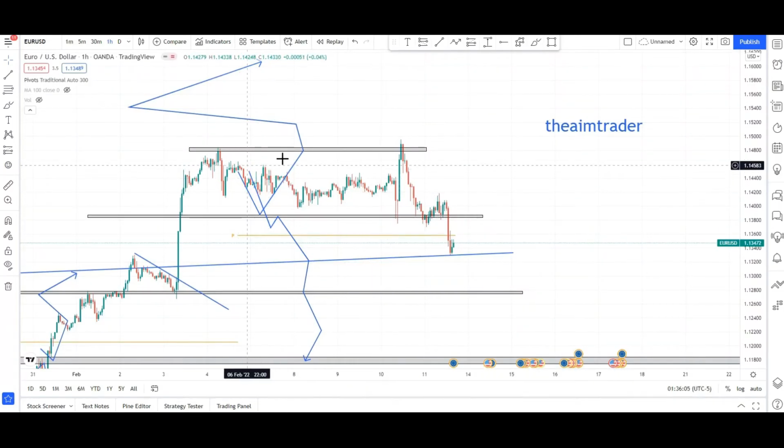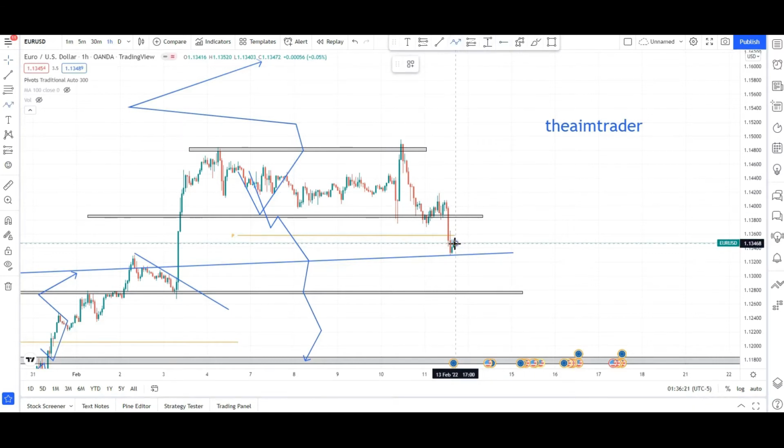Now you can see that it continuously consolidates and comes down in Euro USD. You can see that it is taking support right here. This is the trend line, taking support right now. You can see that exactly. So what will be the next move in the next week?